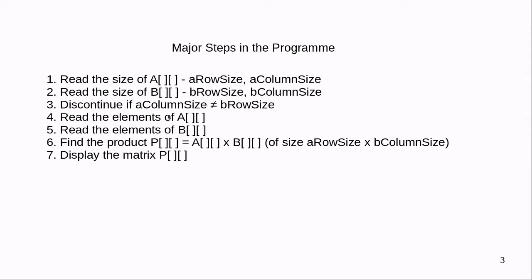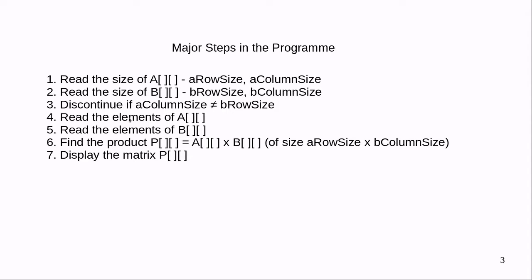Okay, and in the fourth step, we read the elements of A, and in the fifth step, we'll read the elements of B, and in the sixth step, we find the product P, or the product of A and B, and in the seventh step, we display the matrix back to the user.